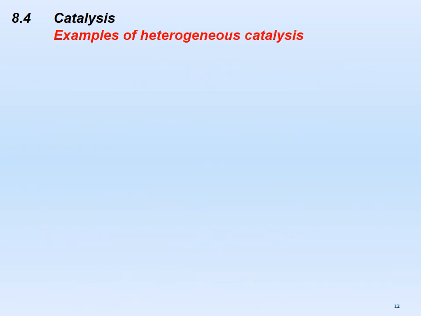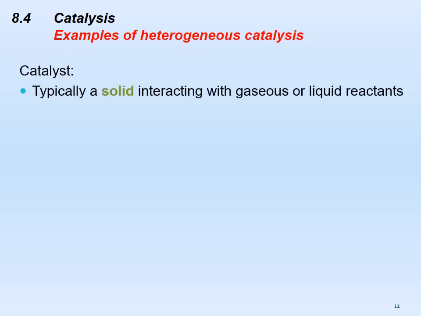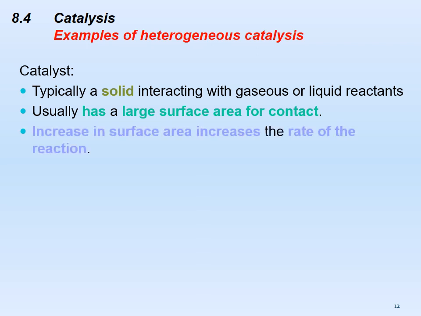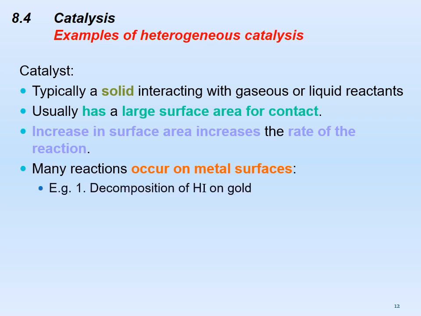Examples of heterogeneous catalysis. The catalyst is usually a solid interacting with gaseous or liquid reactants. A catalyst usually has an enormous surface area for contact. An increase in the surface area increases the rate of reaction. Many reactions occur on metal surfaces. Decomposition of gaseous hydrogen iodide on solid gold and decomposition of gaseous nitrous oxide on solid platinum are examples. In both examples, the catalysts and reactants are of different phases.